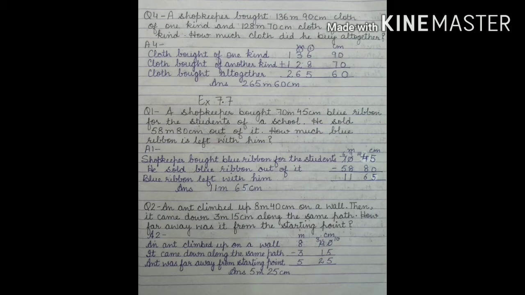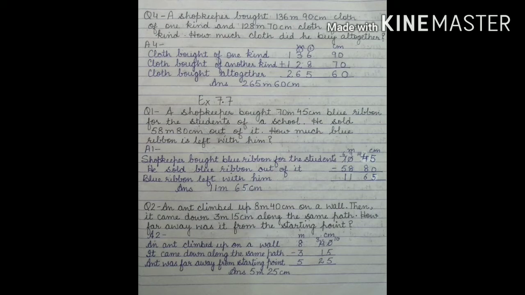Now exercise 7.7. Question number 1. A shopkeeper bought 70 meter 45 centimeter blue ribbon for the students of a school. He sold 58 meter 80 centimeter out of it. How much blue ribbon is left with him?